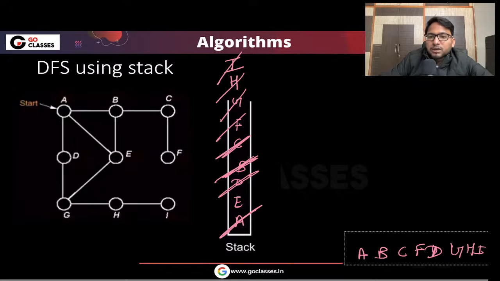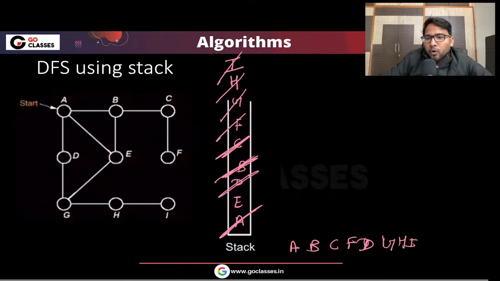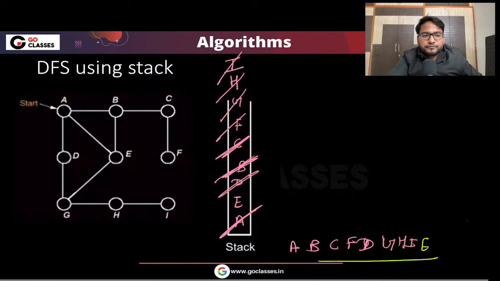I mean, you can use the stack also to do the DFS. I hope you already know this. I'm just quickly telling you. This is a quick summary that you might already know. Let me know if you have understood this.